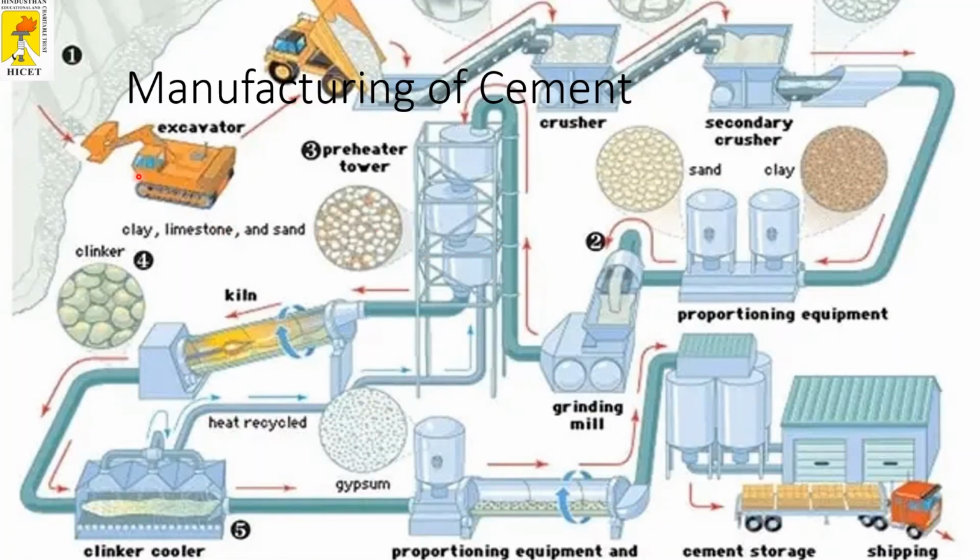This is the overview of the manufacturing of cement. Clay, limestone and sand are excavated and transported by conveyor to the crusher, then the secondary crusher, and then moved to the proportioning equipment.